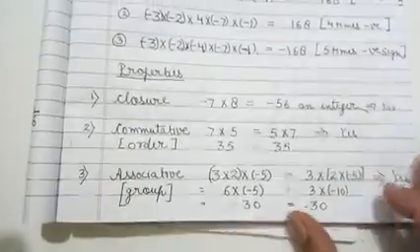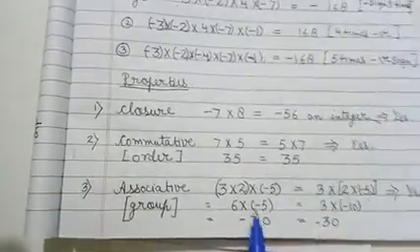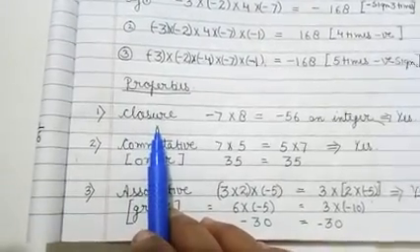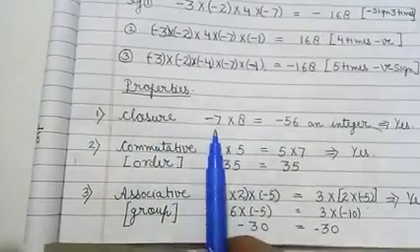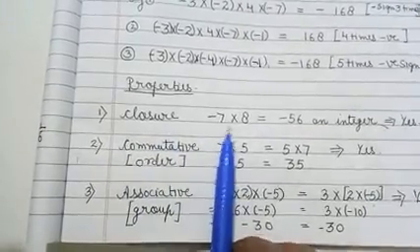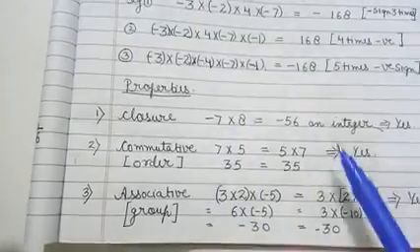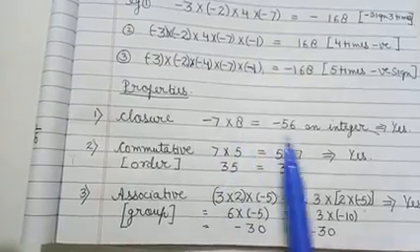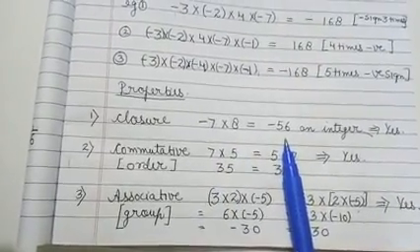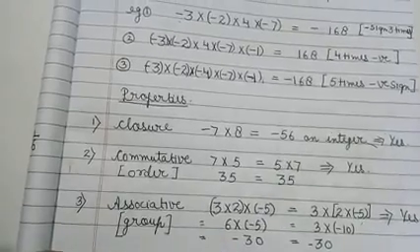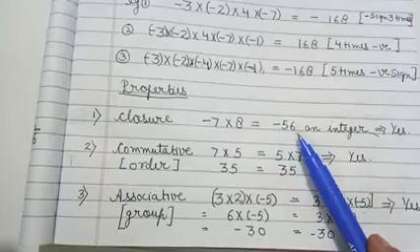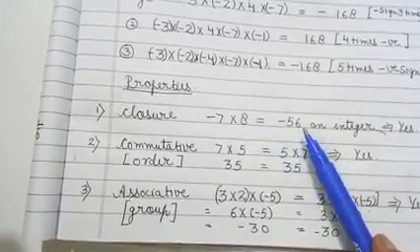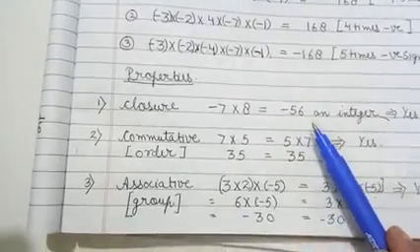Now next comes the properties of multiplication. As we know, the first property of integers is the closure property. We have done it in addition also. Now what is the closure property? If we are multiplying two integers, the answer must be an integer. Minus 7 is an integer, 8 is an integer, minus 56 is also an integer. So we are multiplying integers and getting an answer as an integer. So we will say multiplication of integers holds the closure property.